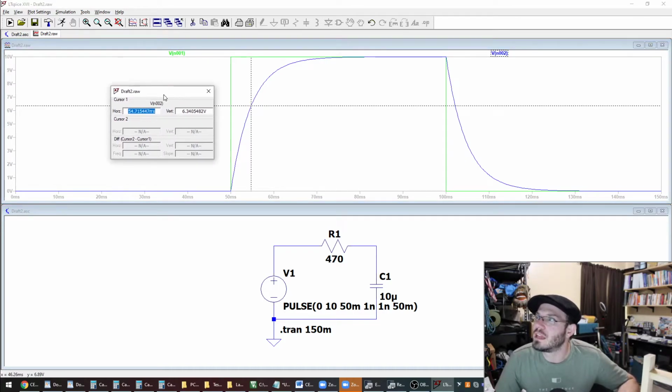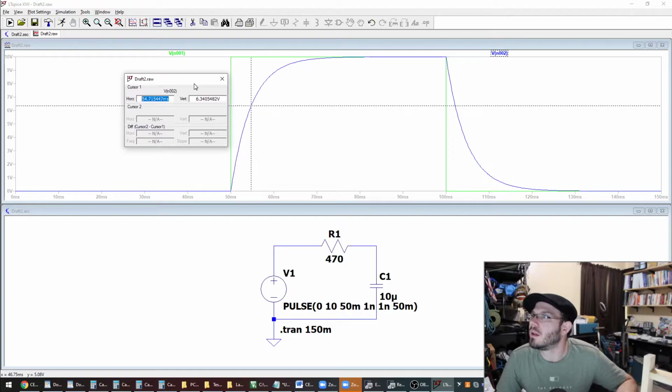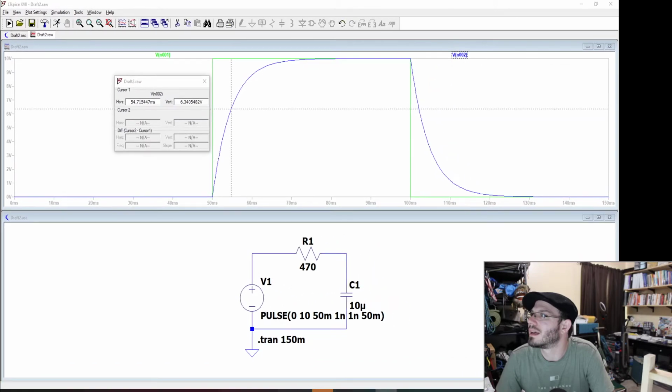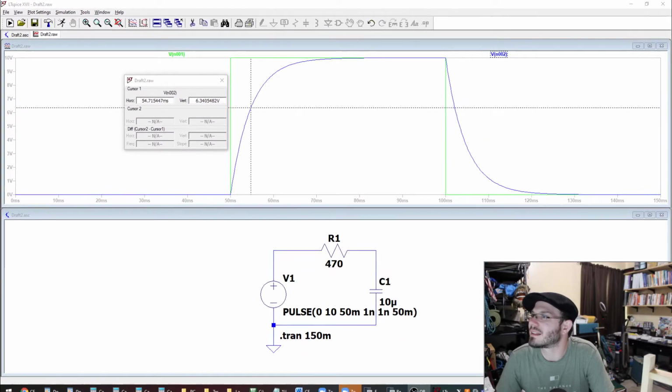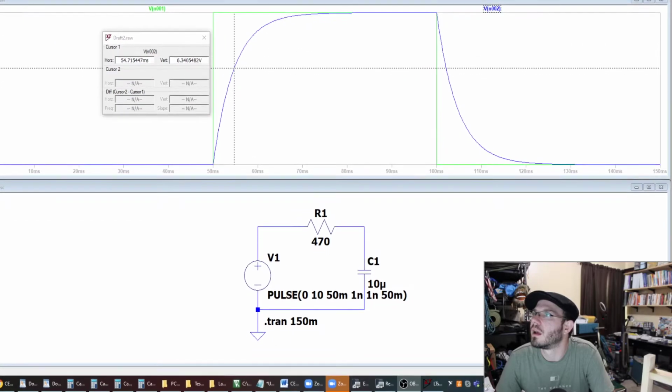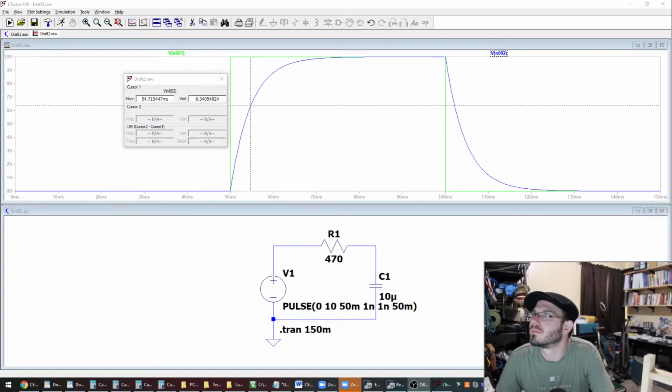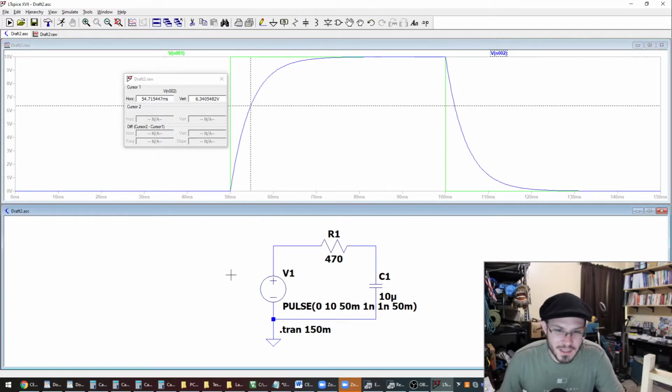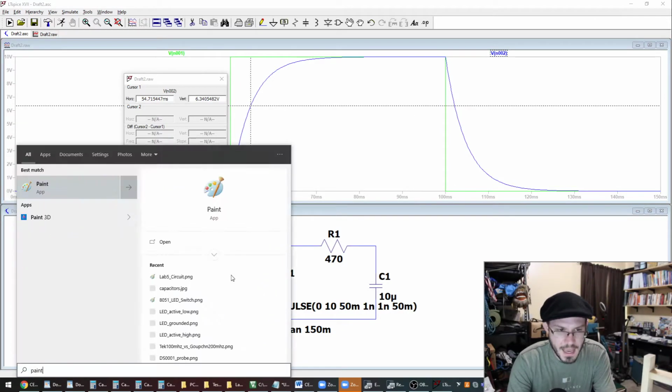What is my voltage at that point? Well, let me zoom in over here. I know this is going to be a little hard to see. That's the wrong one. It's not really working out so well. Okay, I'll do this. Let's do print screen, paint.